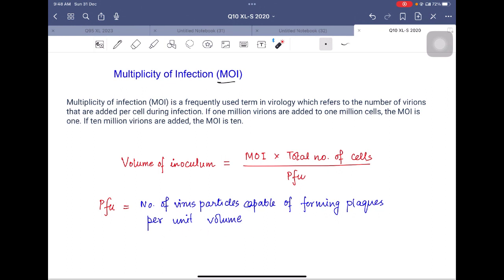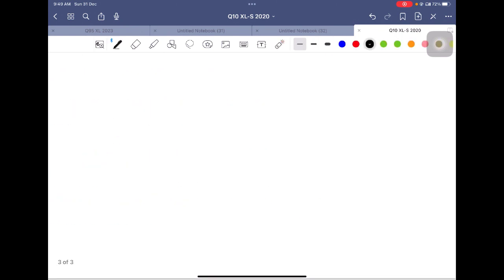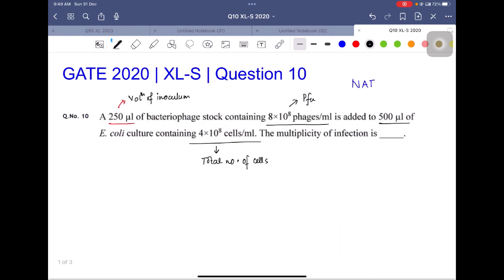So now we will go back to the question, find out what parameters are given, and put them in this formula. First of all, let us write down the formula again. Volume of inoculum equals MOI into total number of cells divided by PFU.